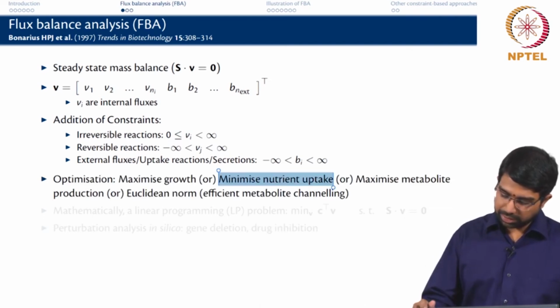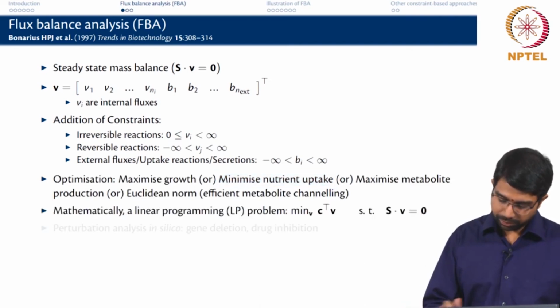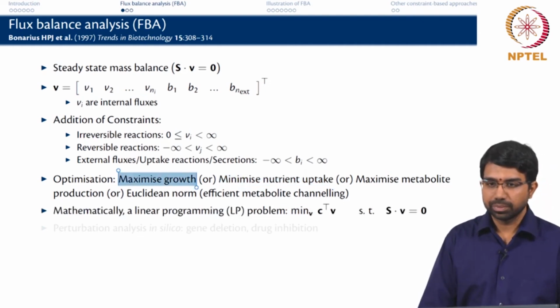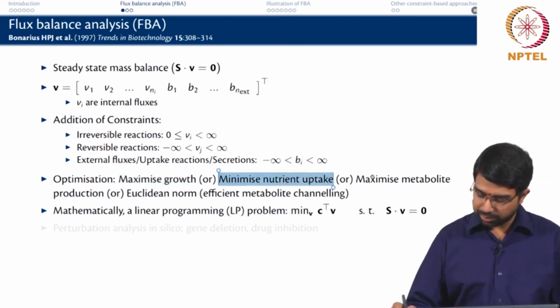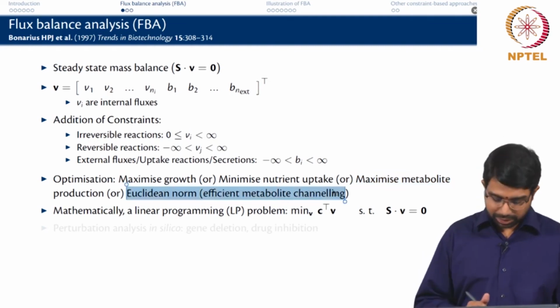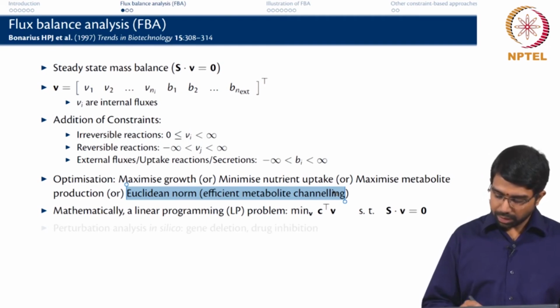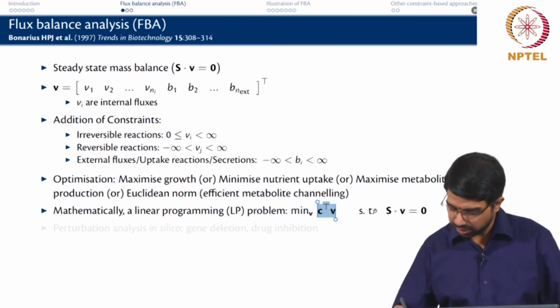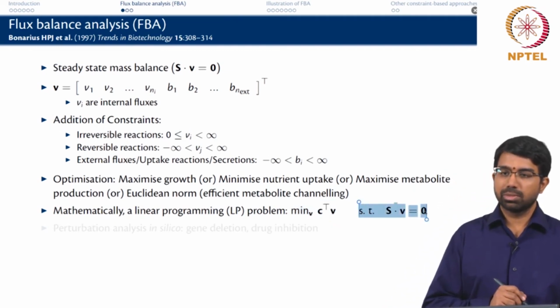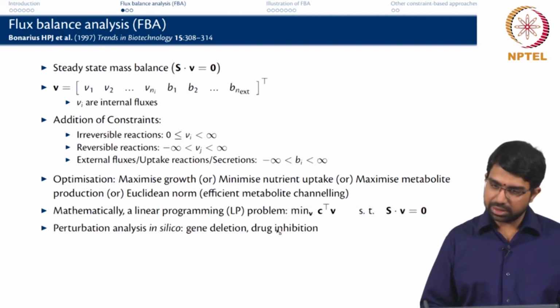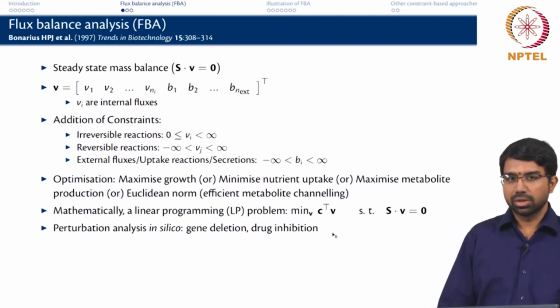So, it turns out that maximizing growth is a very useful objective function. You can have different objective functions like minimize nutrient uptake or maximize metabolite production or efficient metabolite channeling and so on. We will look at these a little later, but you basically minimize or maximize some linear combination of the fluxes subject to your stoichiometric mass balance constraints, right. And you can also do perturbation analysis, you can do in silico gene deletion, drug inhibition, and so forth. We will see what these are in a later class.